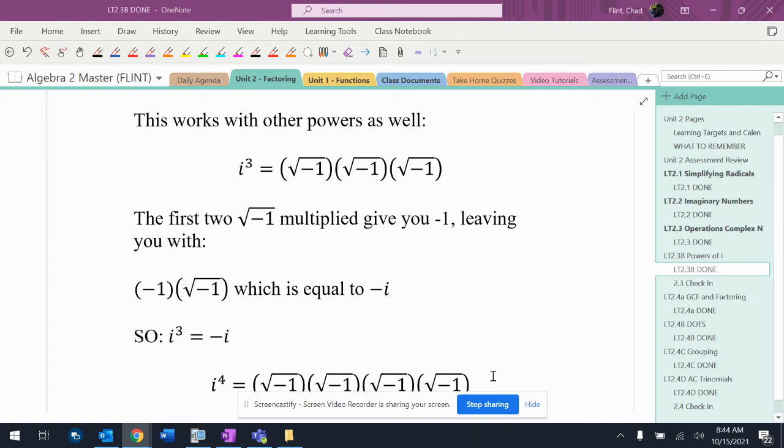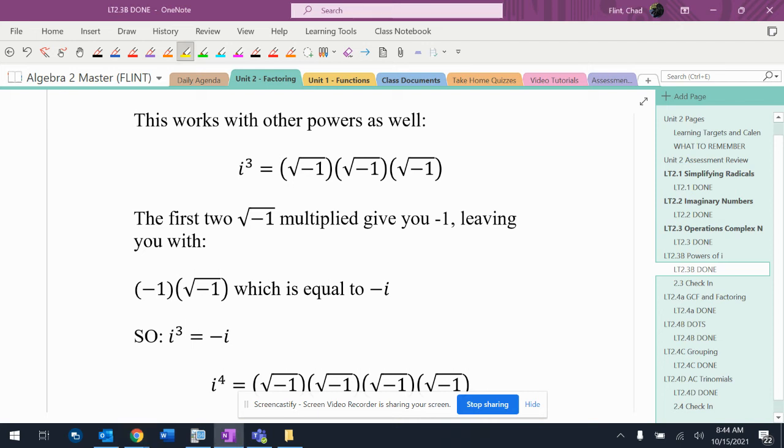Along the same lines of i squared being equal to -1, we can do the same thing with i to the third and i to the fourth. So just a really quick little example here of each one. So i to the third, because i is the square root of -1, is the square root of -1 times the square root of -1 times the square root of -1.